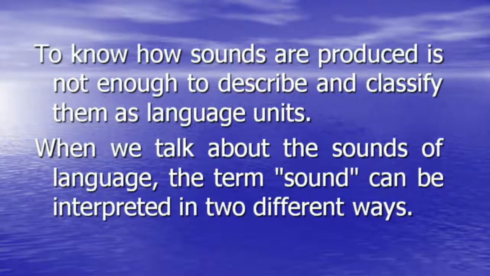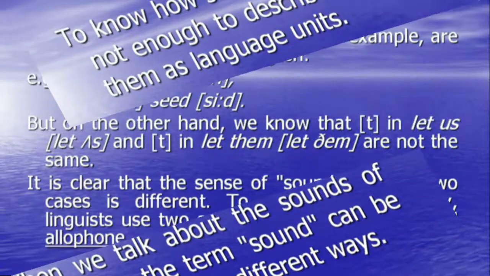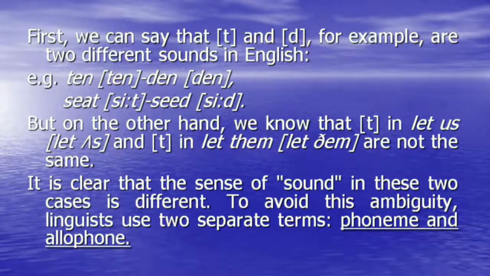To know how sounds are produced is not enough to describe and classify them as language units. When we talk about the sounds of language, the term sound can be interpreted in two different ways. First, we can say that sound T and sound D, for example, are two different sounds in English. Ten, tend, seed, seat. But on the other hand, we know that sound T in "let us" and sound T in "let them" are not the same. It is clear that the sense of sound in these two cases is different.